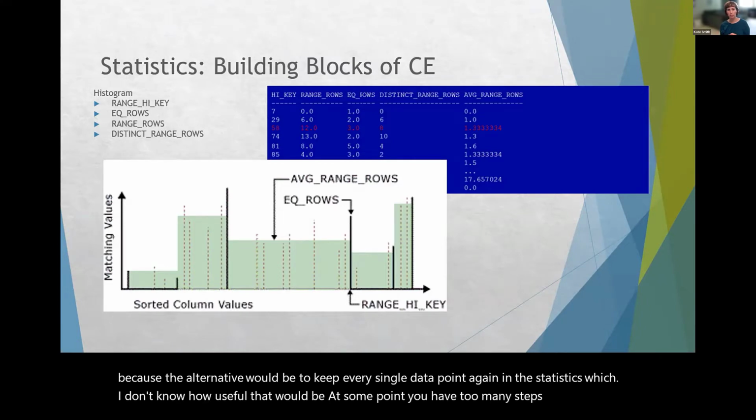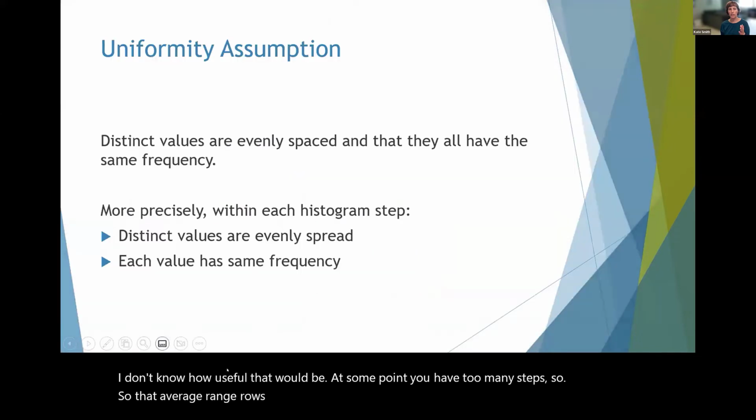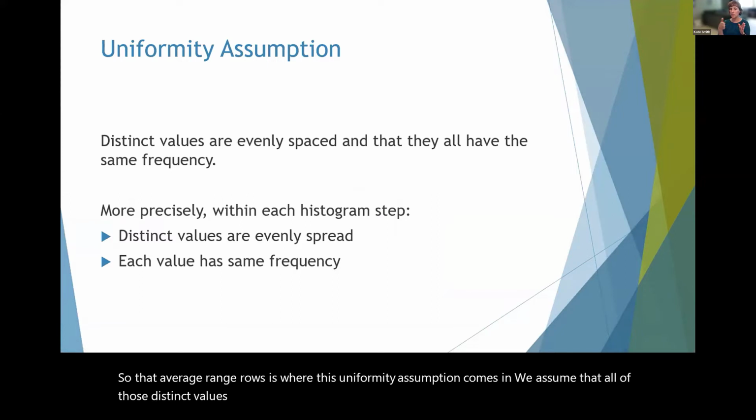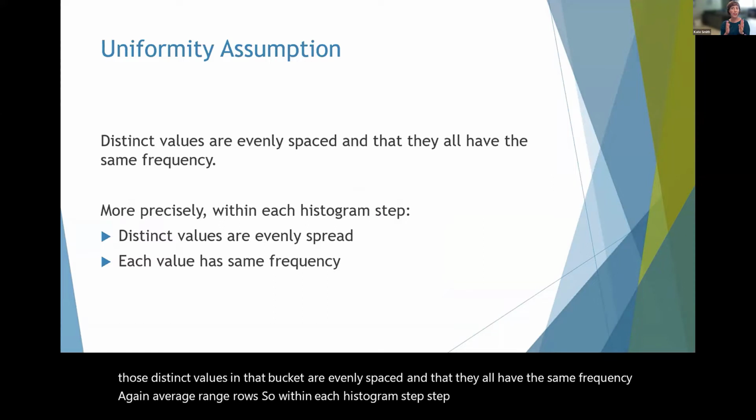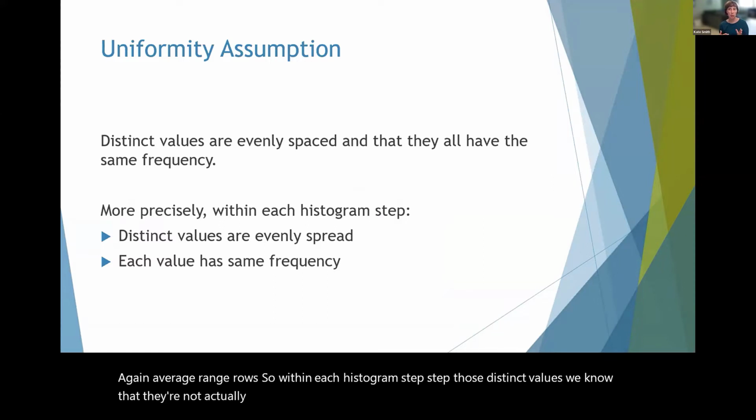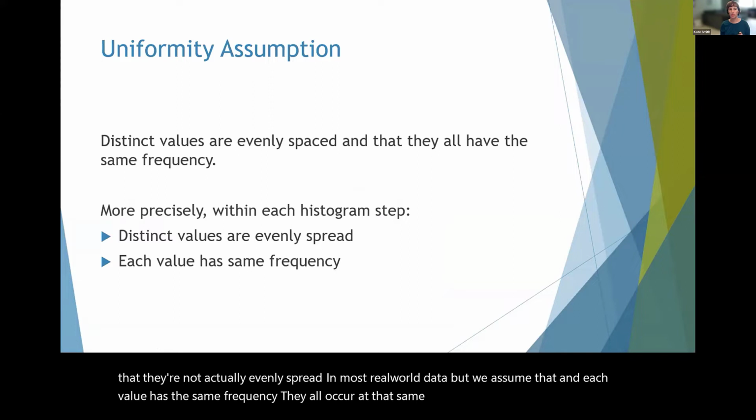So that average range rows is where this uniformity assumption comes in. We assume that all of those distinct values in that bucket are evenly spaced and that they all have the same frequency. Again, average range rows. So within each histogram step, those distinct values, we know that they're not actually evenly spread in most real world data, but we assume that. And each value has the same frequency. They all occur at that same average range rows occurrence.